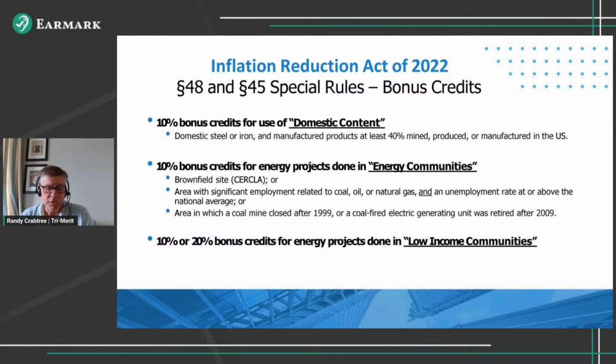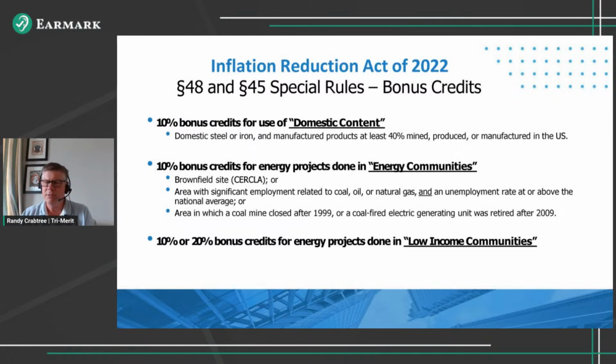And then there's a third bonus defined, and it's either a 10 or 20%. I'm not going to go into criteria, but if you are doing this project in what they consider a low-income community, there's a potential additional 10 or 20% credit. And again, when we're talking these percentages, we're talking the percentage of the qualified investment that we put into these projects, and we'll talk about qualified investment shortly.